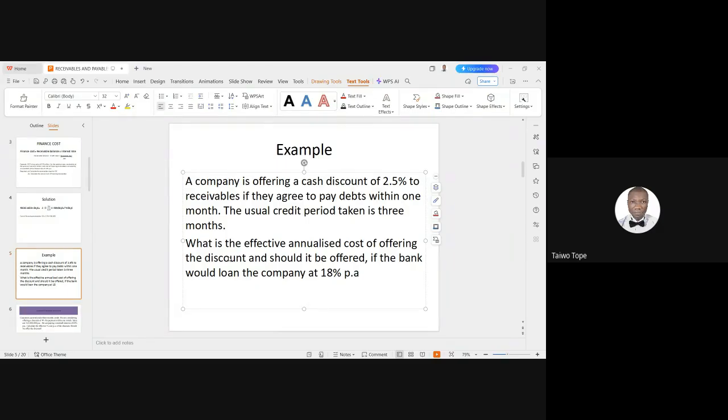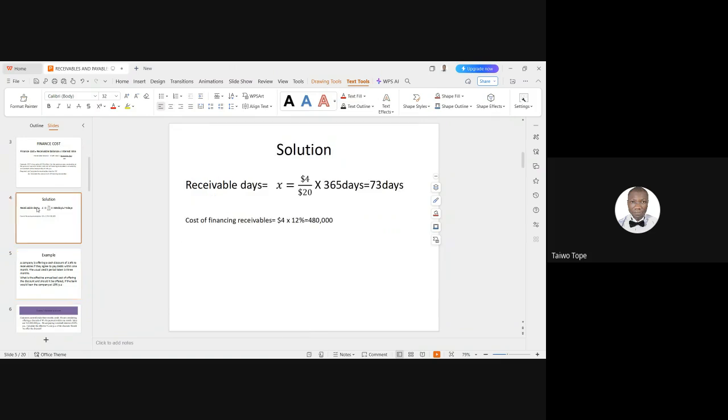So now, going back to the formula, everybody write down that formula in your book. This formula here, where is the formula?